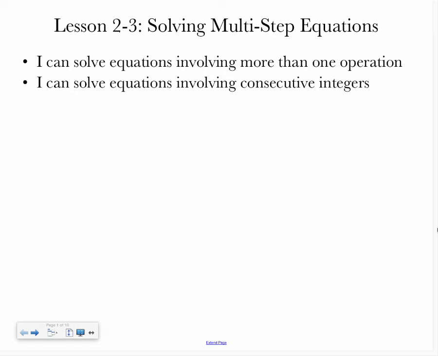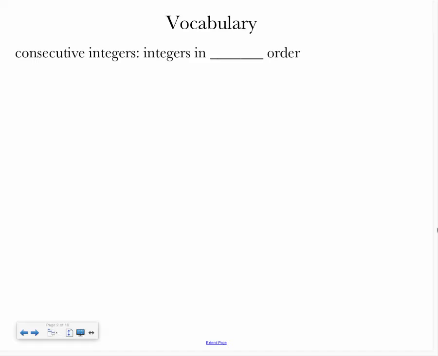Hello class, welcome to lesson 2-3, which is all about solving multi-step equations. By the end of this lesson, you should be able to solve equations involving more than one operation, as well as solve equations involving consecutive integers. Now you might be wondering, what is a consecutive integer? Consecutive integers are integers in counting order.